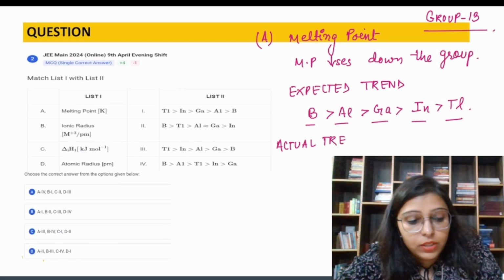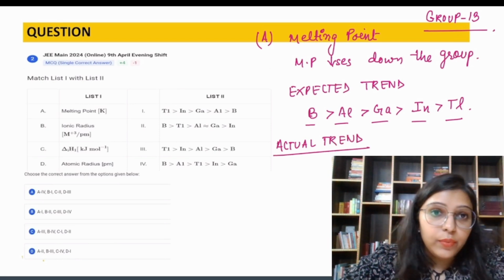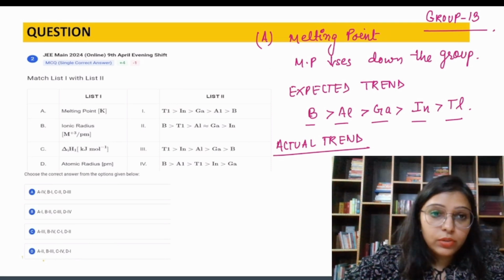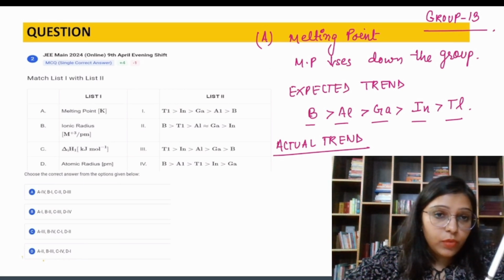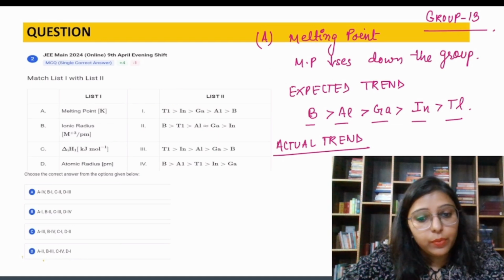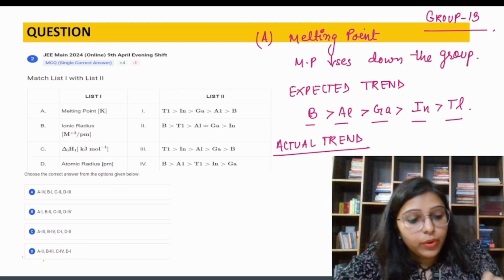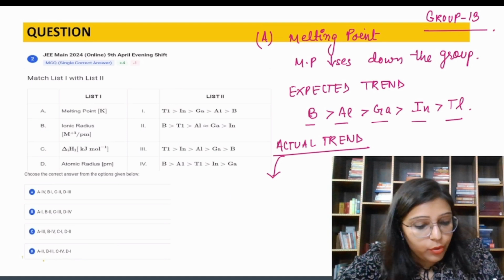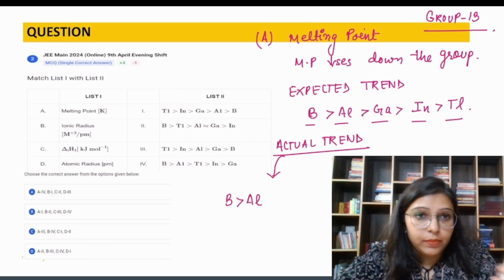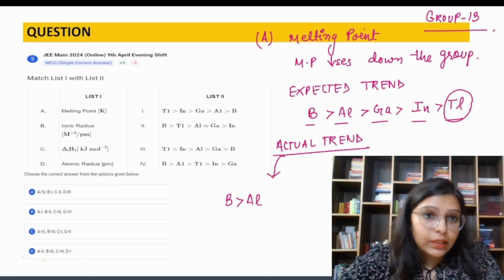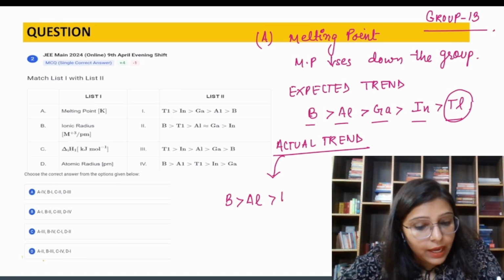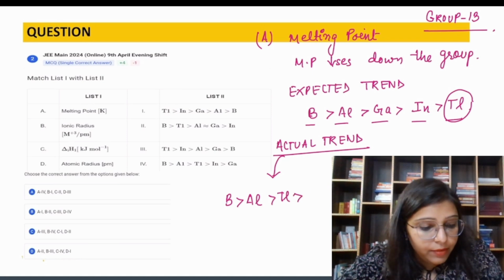So this is now group 13. In group 13, we have metals and metalloids, and on moving down the group, what happens? Metallic character increases. That metallic character also produces an anomaly in the actual trend. So what is the actual trend over here? We have boron, then aluminium. Boron melting point is more than aluminium. And after that, we have thallium, because down the group metallic character increases. If metallic character increases, metallic bond strength increases, then the melting point is going to be more. So we have thallium, and after thallium, we have indium. And the last one is gallium.